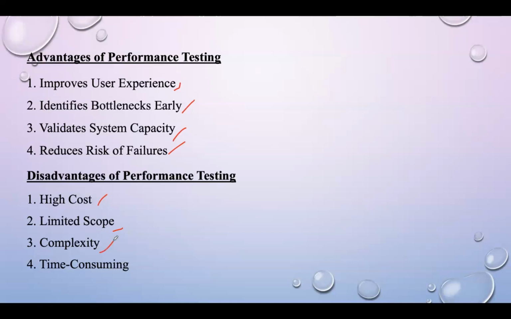Next is complexity. Performance testing can be complex to set up and execute. It requires detailed planning and accurate simulation of real world conditions. And the fourth one is time consuming. Performance tests, especially comprehensive ones, take a significant amount of time to execute, which may delay the development cycle. And also analyzing the performance test results to identify and resolve issues can be time consuming.